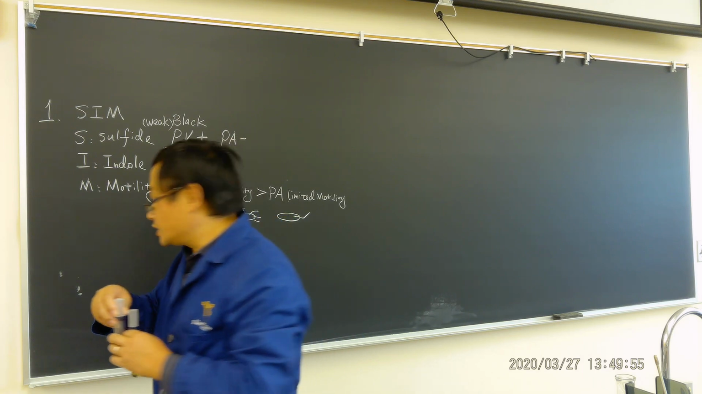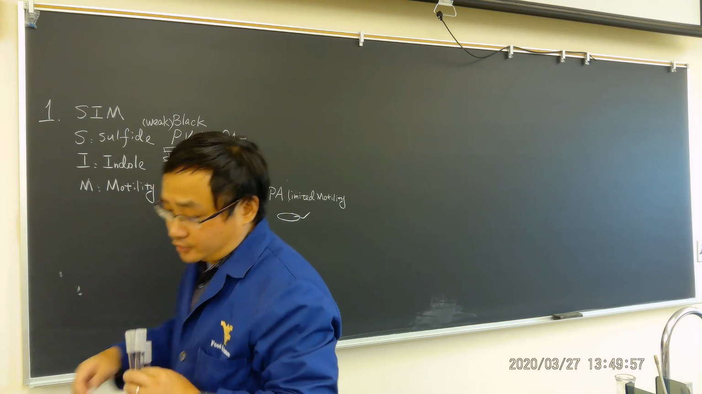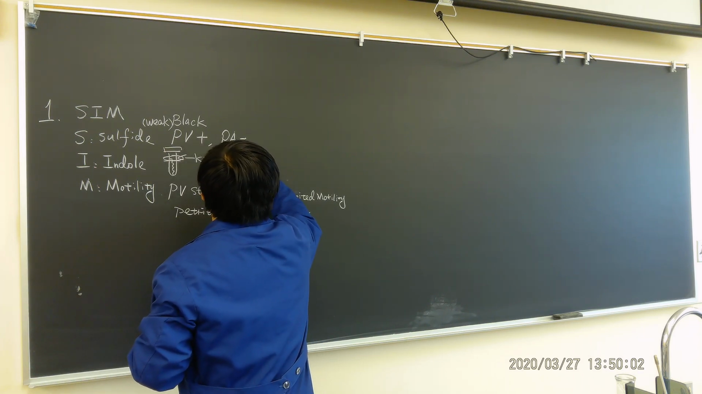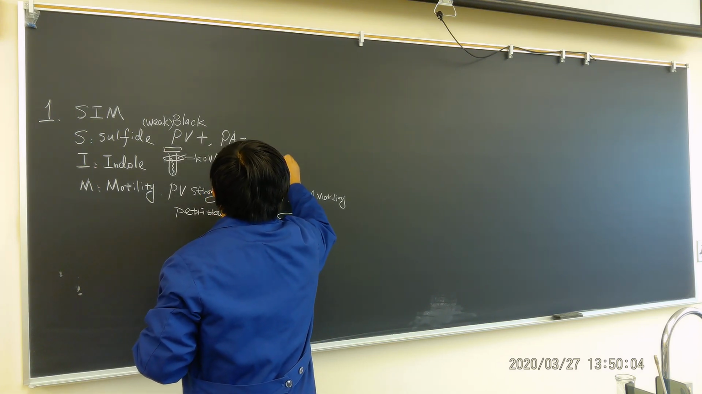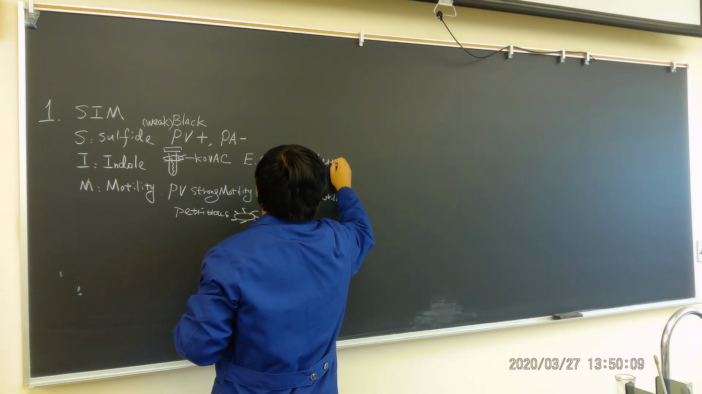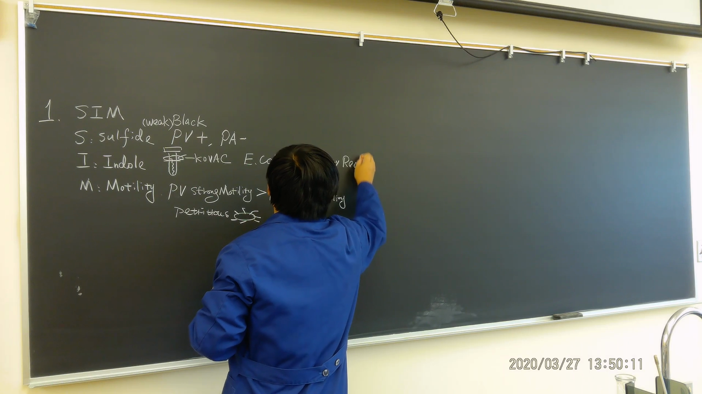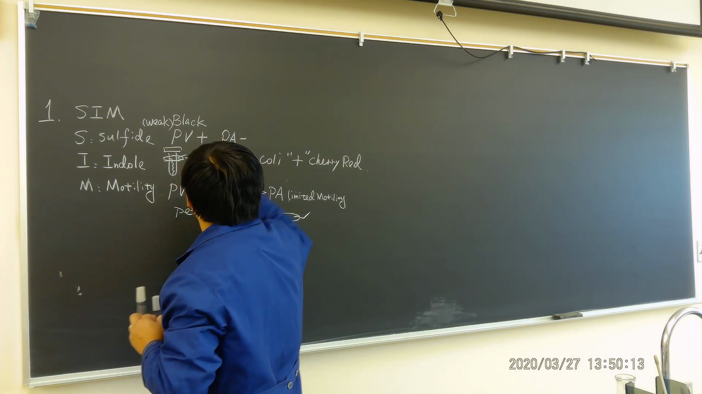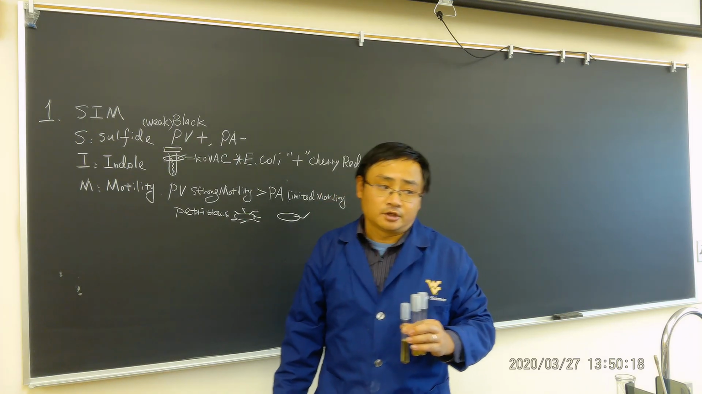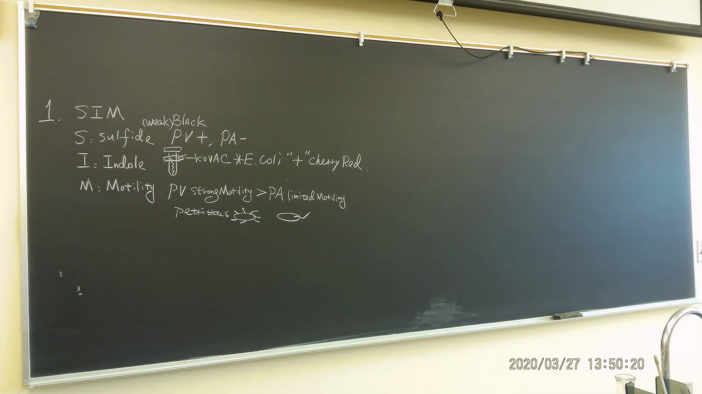Okay, so here, I'll just tell you the results. For the Indole test, E. coli is absolutely positive, which is a cherry red color. And I'll tell you one thing, this is a very quick test for E. coli: use the Indole test. When you use SIM, and then you add Kovac's reagent, and you see a cherry red color.